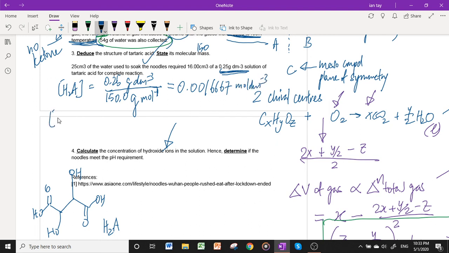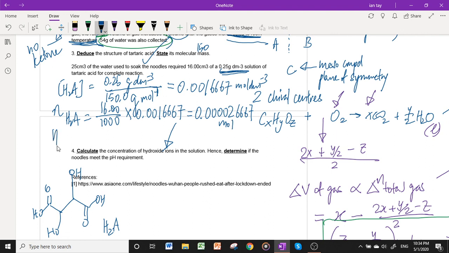So the amount of H2A that has reacted is simply 16 cm³ times the concentration. This is a classic thing that you always do in titration. From now on, it's just really a standard titration question. The volume in dm³ times the concentration gives you, wow, so many zeros. Maybe I really should write in scientific notation, but I'm a bit lazy. So that is in moles. However, for the amount of NaOH that has reacted, remember, 2 moles of NaOH react with 1 mole of tartaric acid, so you need to multiply by 2. So that gives 0.0000533 moles.